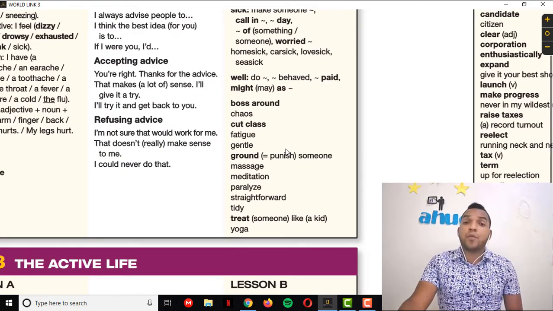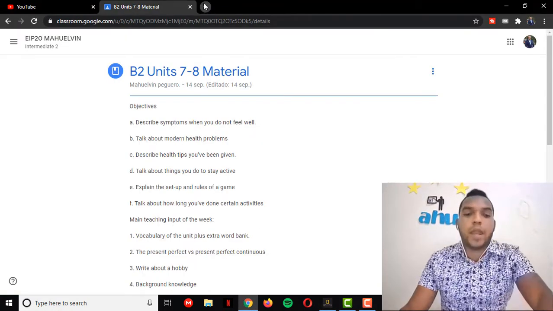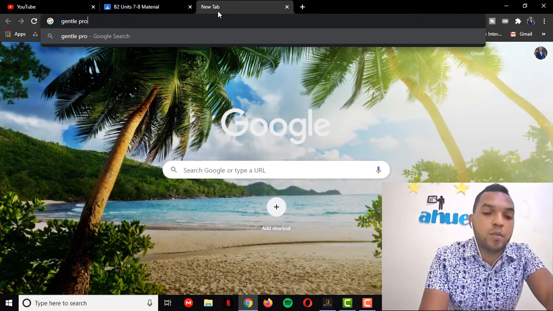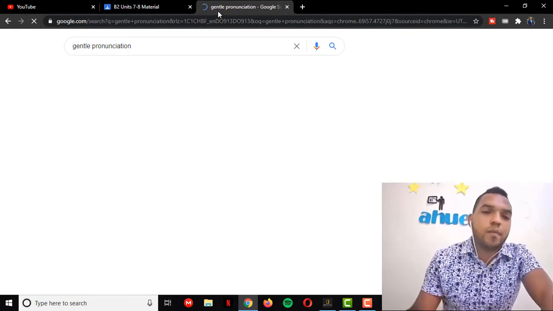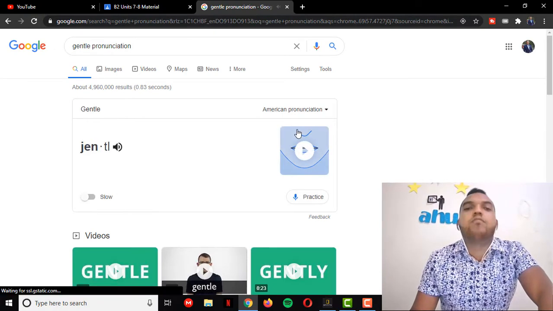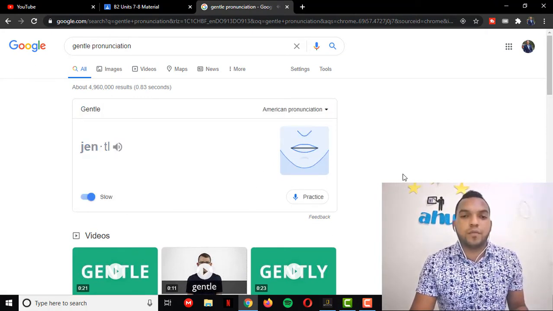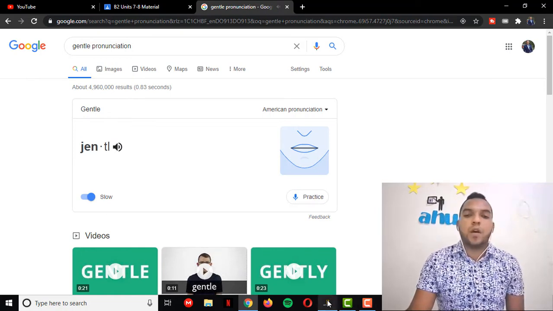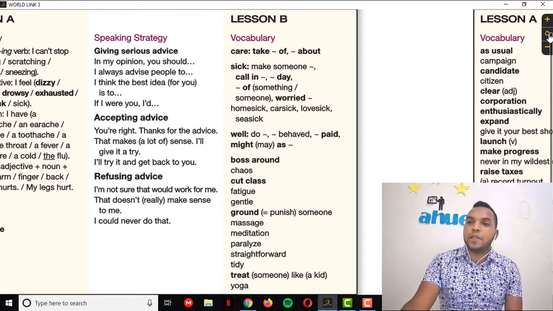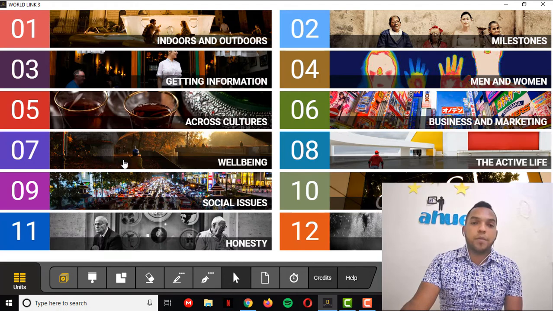Okay, as all the time, I remember I told you that Google has the feature where you can have the correct pronunciation. For example, if you have this word gentle, you can go right ahead and say "gentle pronunciation." And here you have, listen. Gentle. So you can have it slow, gentle, and you can practice also. So that is an amazing feature you can use. Okay, let's keep up with the next part.